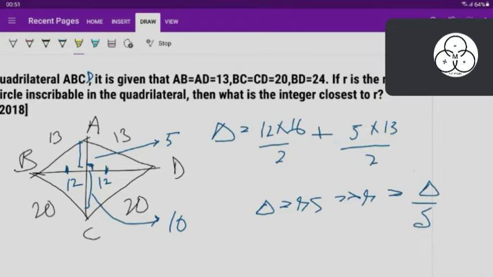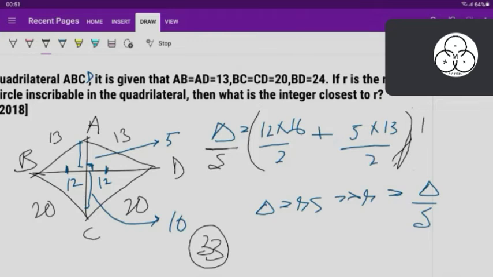We have the semi-perimeter S, 33. This figure divided by 33 will give us the required radius. The required radius. So this is the calculation part. I'm not going for the calculation part anymore.